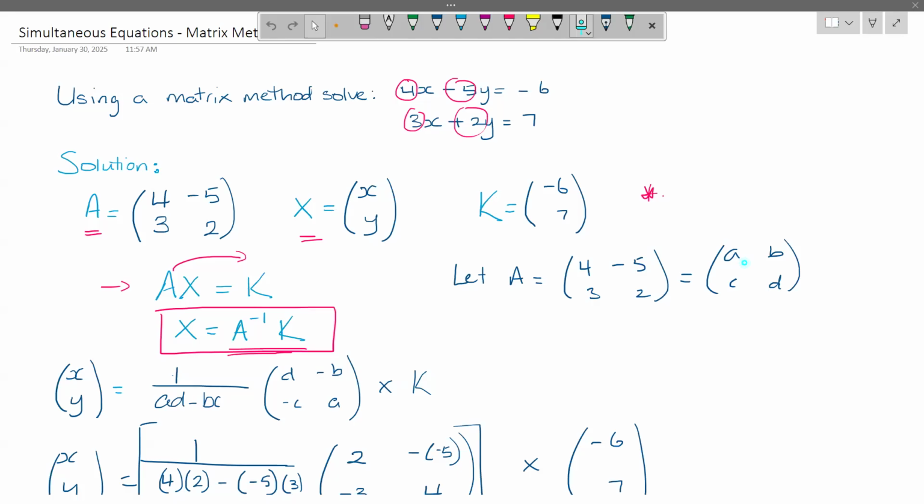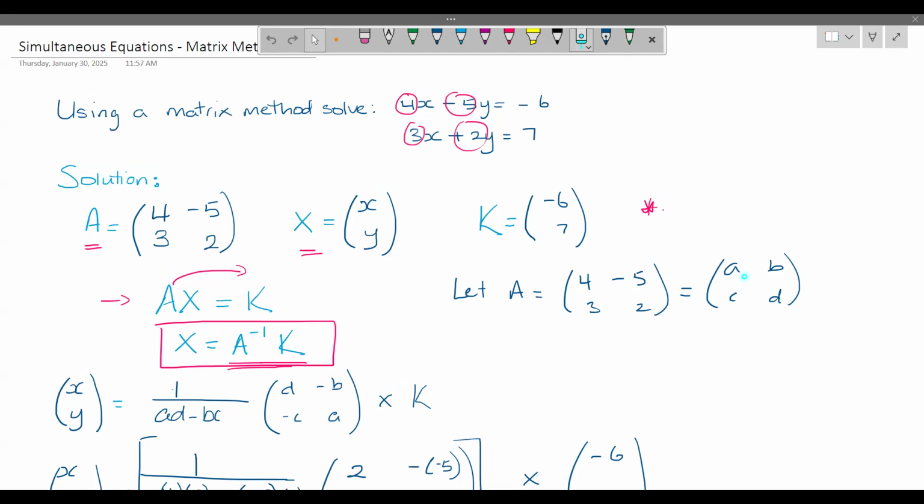Right, so we're looking at solving matrices using our matrix method. We have a question here: 4x minus 5y is equal to -6, and 3x plus 2y is equal to 7. These are the pair of equations that we have to solve.